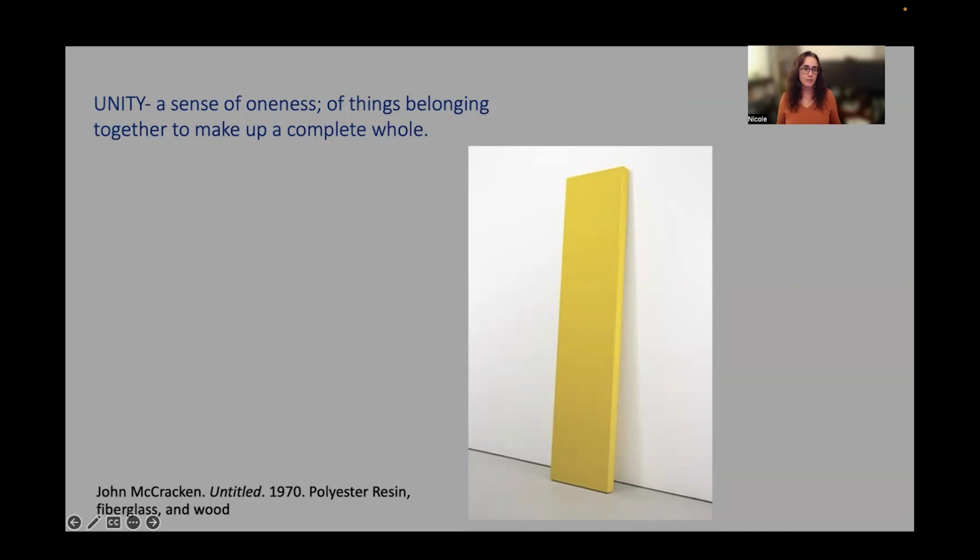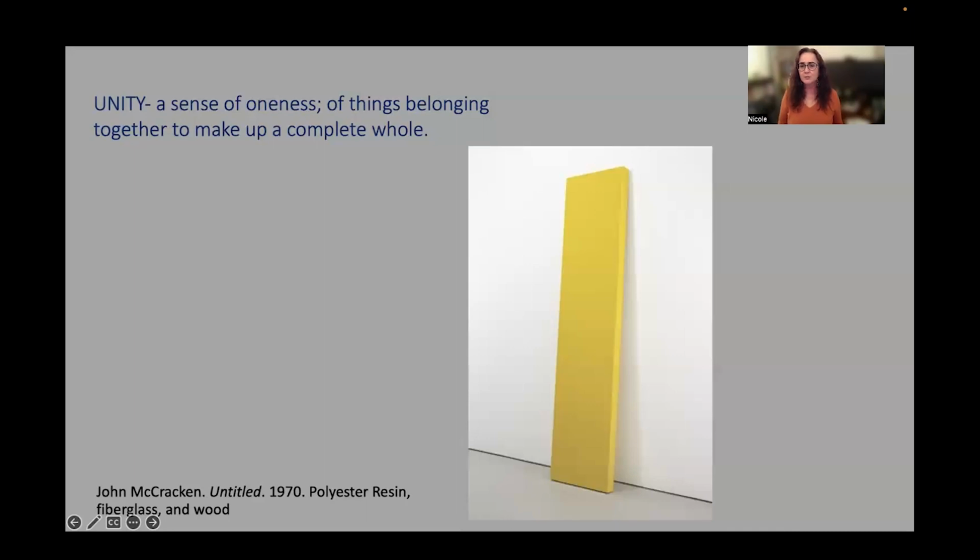So this artwork by John McCracken, Untitled, from 1970, is so unified. Very few works are as unified as this one. So again, I like to think of this sliding scale in terms of unity and variety. Where is that slider from one end of the spectrum to the other? And this one's almost all the way towards unity.